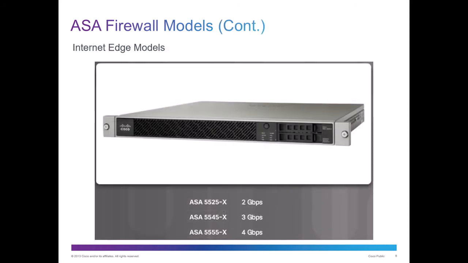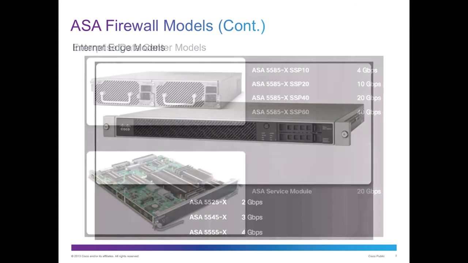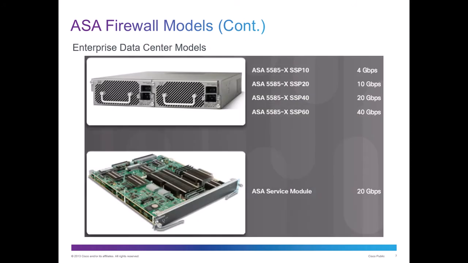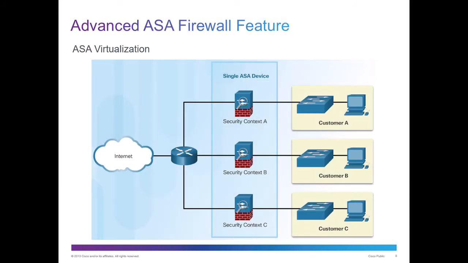If you wanted to connect to the internet, you can get up to 4 gigabits per second connections on the 5585 models, the enterprise data center ones. These become a little bit more expensive. So you can get close to 4 gigabits, but we'll be concentrating on the lower end.